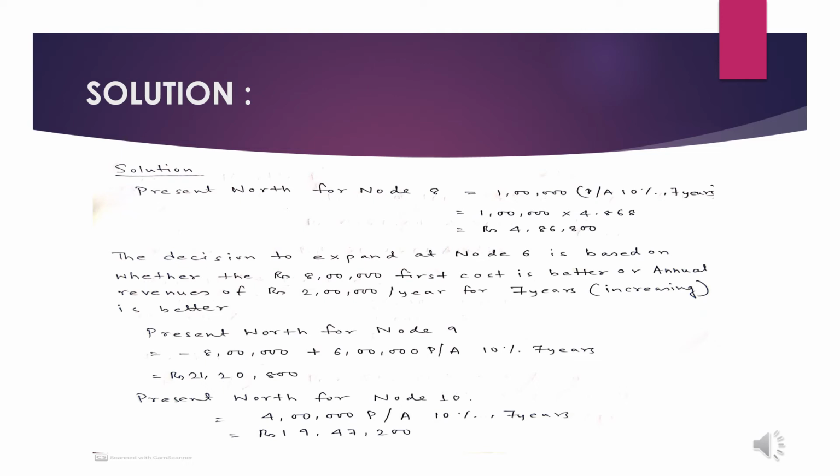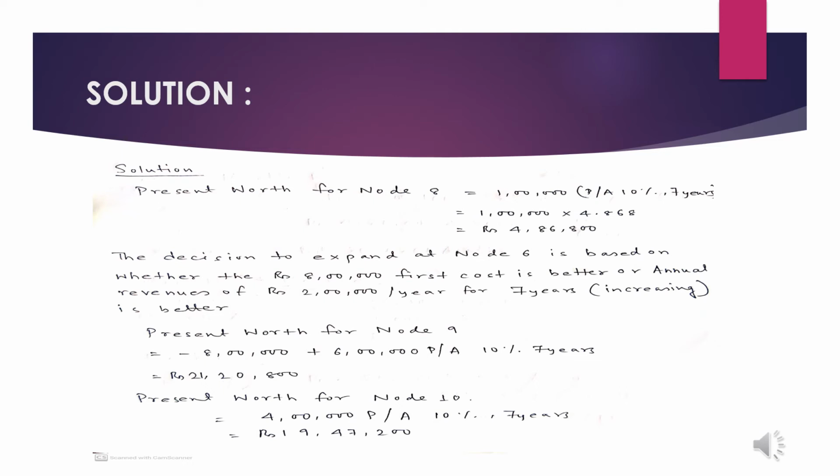If we expand, we had already taken into account an 8 lakh initial cost. So what should be the decision? The decision at that expanding node is based on whether that 8 lakh first cost for this expansion is justifiable by increasing annual revenue for 7 years by 2 lakh per year. As we can see, initially the first year revenue is 4 lakh. After expansion, the net revenue increases to 6 lakh. So that extra 2 lakh revenue, is it worth it?